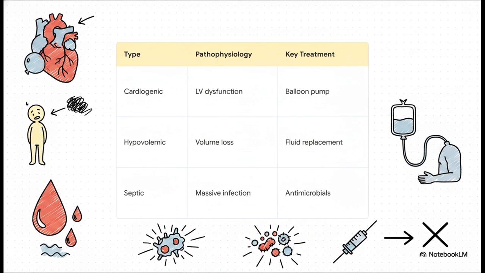Then you've got hypovolemic shock. That's a loss of intravascular volume, usually from massive bleeding. You'll feel a rapid, incredibly thready pulse, and you treat it with aggressive fluid and blood replacement. Finally, septic shock is triggered by a massive systemic infection. The treatment focuses on finding the source, pulling infected catheters, and hitting them hard with antimicrobials.